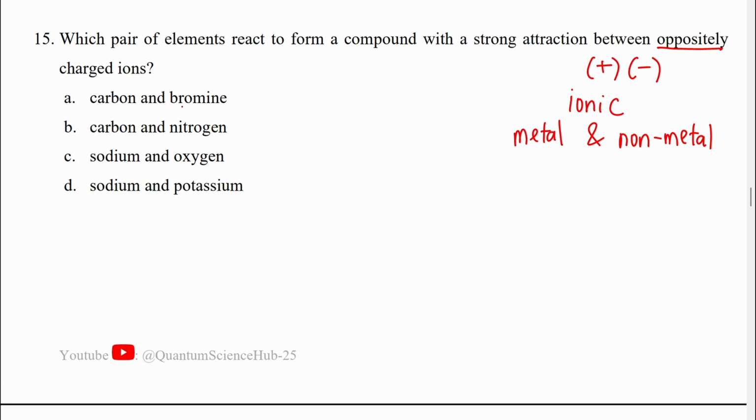Option A, carbon and bromine. So carbon, it's a non-metal and bromine is also a non-metal. Okay, so this is wrong. Carbon and nitrogen. Nitrogen is also a non-metal. Sodium and oxygen. Sodium, yes, it is a metal. And oxygen is a gas. It is a non-metal. So this is the correct answer. Next, sodium and potassium. Sodium is a metal and potassium is also a metal. So they both are metals. So this is wrong. Then the correct answer here is C.